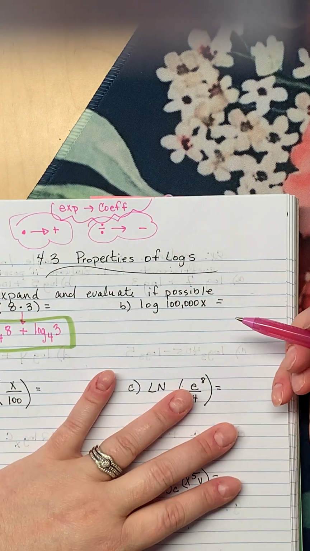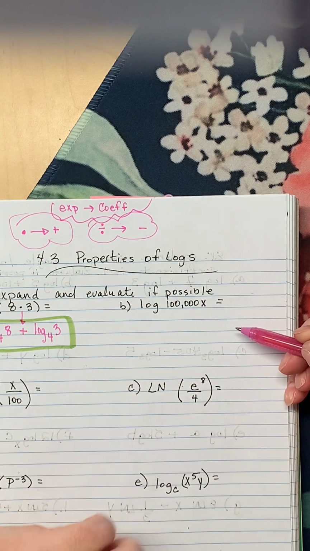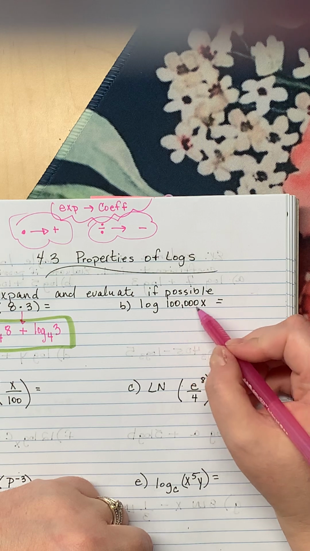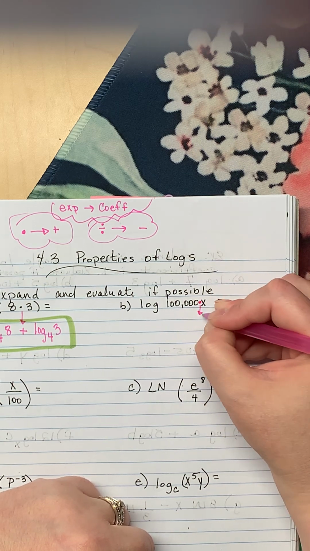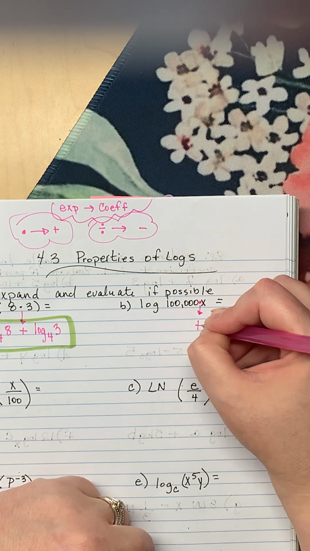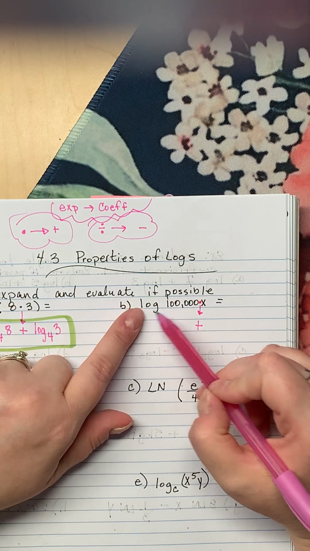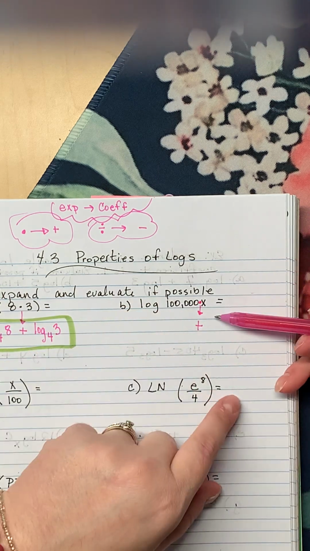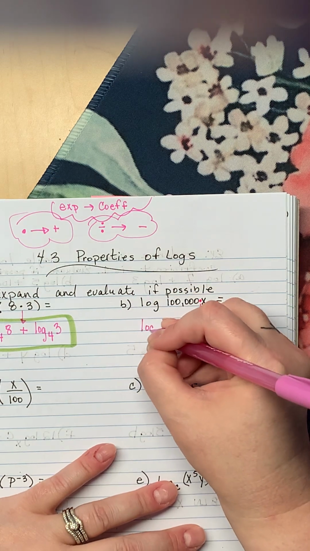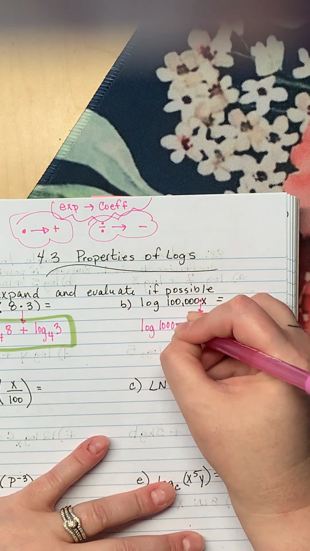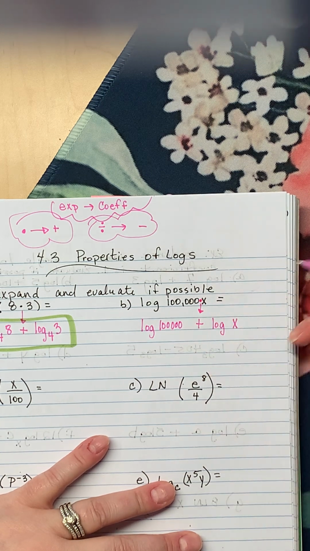Well, first off, we have to figure out whether we have a multiply, divide, or an exponent. Well, 100,000x, that's like 100,000 multiply x. So that multiply is going to become a plus. Now it's like we're going to distribute. We're going to say log of 100,000 and then log of x after this plus sign. So log of 100,000 and then log x after that plus sign.